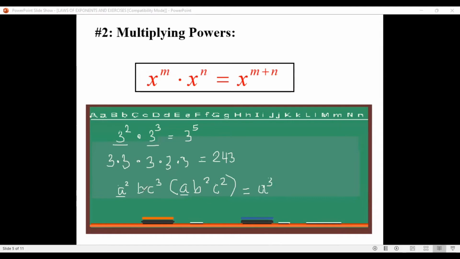And then b, again, we cannot see any exponent, so that's understood to be 1, and b raised to the second power, or b squared. So adding 2 and 1, that's also 3. So b cube, or b raised to the third power. And then finally, you have c cube and c raised to the second power, or squared. Therefore, you will add 3 plus 2, that will give you 5. So this is now the simplified form of this problem. Again, if you are multiplying numbers with the same base, you just have to add the exponent.